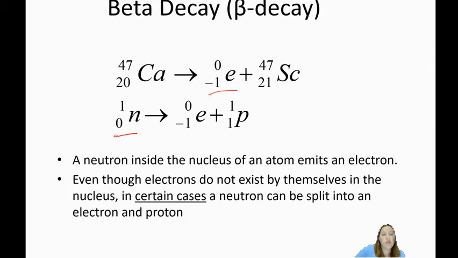And so you'll notice 20 is equivalent to 21 minus 1. So if we do -1 plus 21, we end up getting 20, which is the same as the parent nucleus there. So we have, again, the parent nuclei and the daughter nuclei.